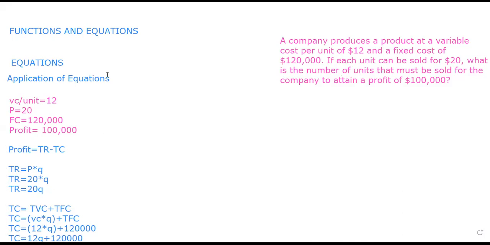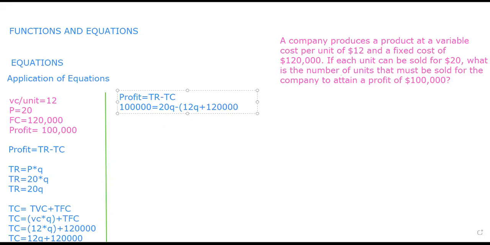So moving forward, they said the profit must be 100,000. So profit is equal to TR minus TC. Our profit is 100,000, equal to total revenue 20Q minus the cost. Anytime you are doing something like this, put the cost in brackets. It's very important. If you don't, your sign will change. So minus (12Q plus 120,000).